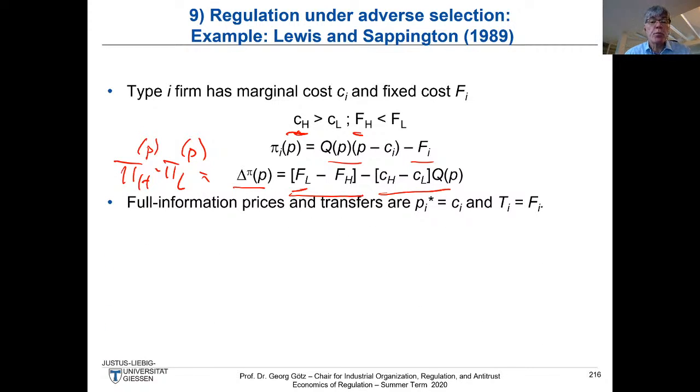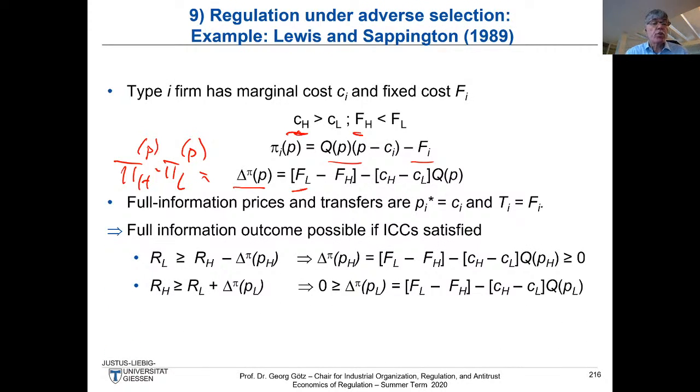And full information prices and transfers are, of course, price equal marginal cost and transfer equal fixed cost. And of course, what we have to make sure now is, if the regulator offers these contracts, will we get the full information outcome? That is, will the low type truthfully reveal that it's a low type? Will the high type truthfully reveal that it's a high type? And therefore, we get this first best or full information outcome.